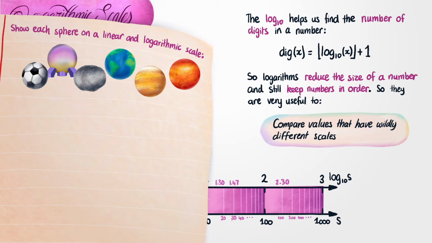So for this problem, I'd like to show the radius of each of these spheres on both a linear and a logarithmic scale. Now, not all of these are perfect spheres, but they're close enough. So in my list, I have a soccer ball, a famous tourist attraction somewhere in America, a meteor known as the Vesta meteor, the planet Earth, the planet Jupiter, and the Sun.